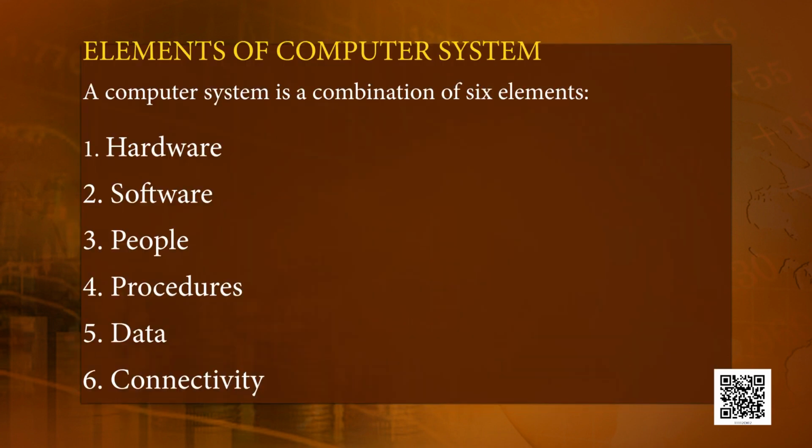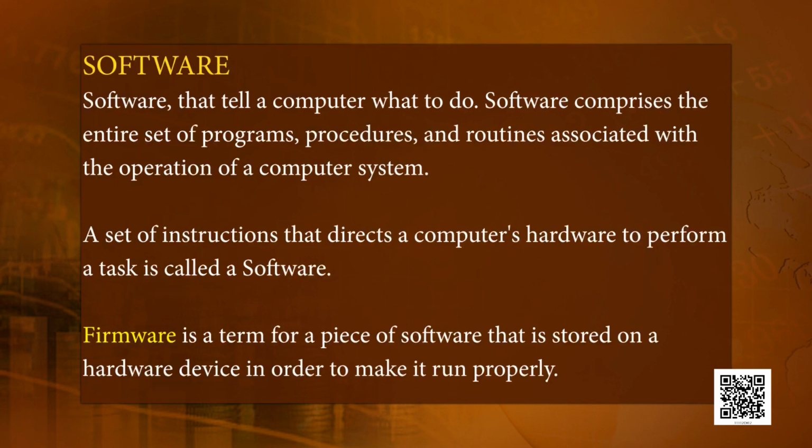Now we will talk about the second element of computer system, which is software. Software that tells a computer what to do. Software comprises of the entire set of programs, procedures and routines associated with the operation of a computer system. A set of instructions that directs a computer hardware to perform a task is called a software.